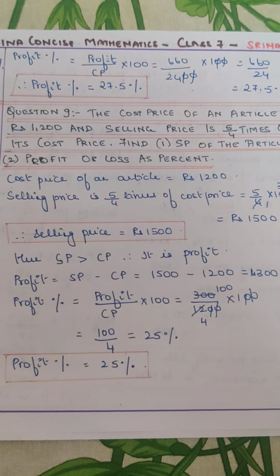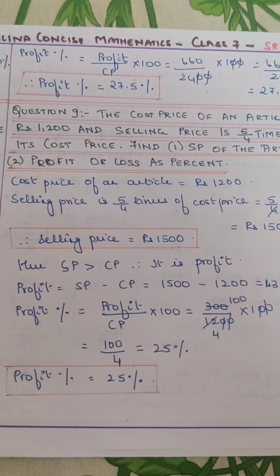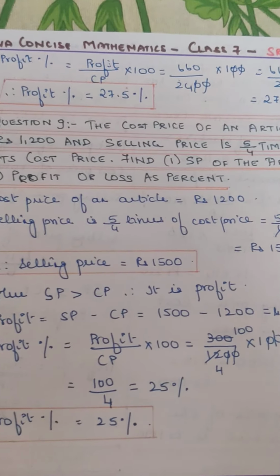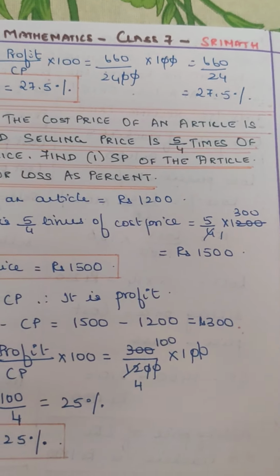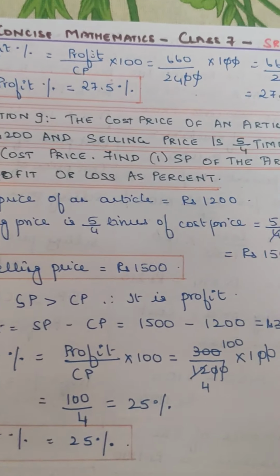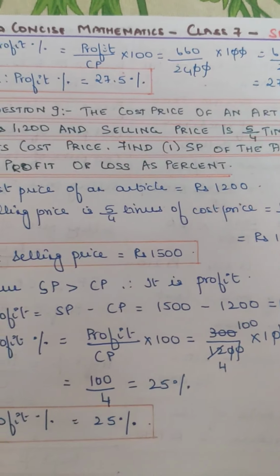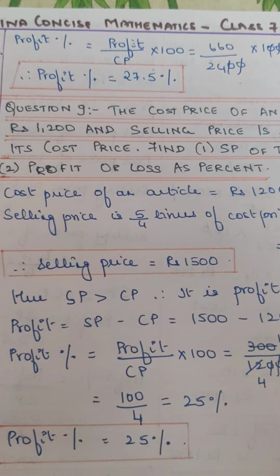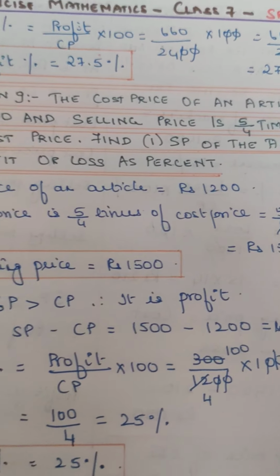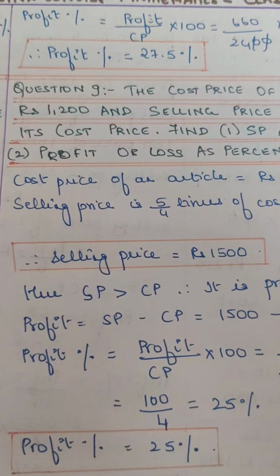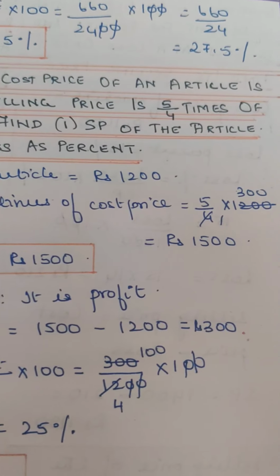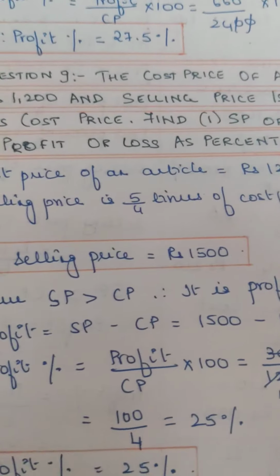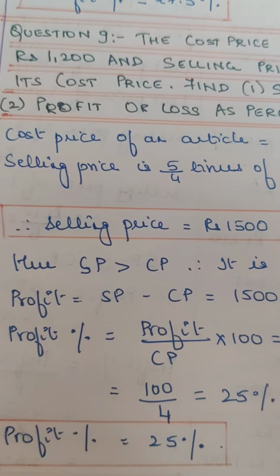Let's quickly move on to question number 9. The cost price of an article is rupees 1200 and the selling price is 5 by 4 times of the cost price. Find the selling price of the article and the profit or loss percent. Cost price of an article is 1200. Selling price is 5 by 4 times of cost price, that is equal to 5 by 4 into 1200, that is 1500. Therefore, selling price is equal to 1500.